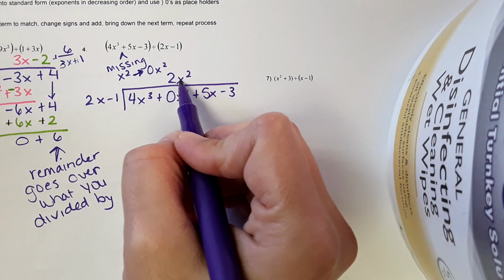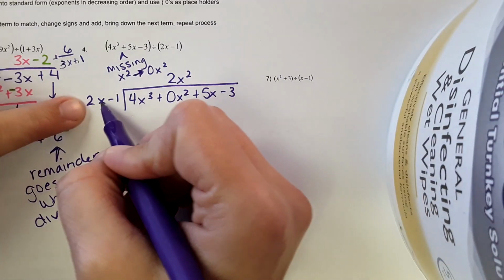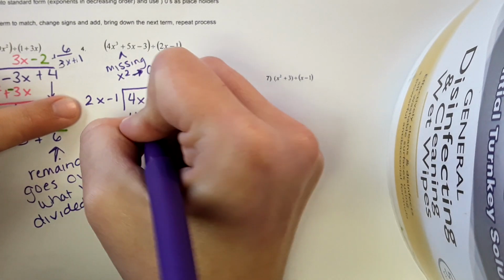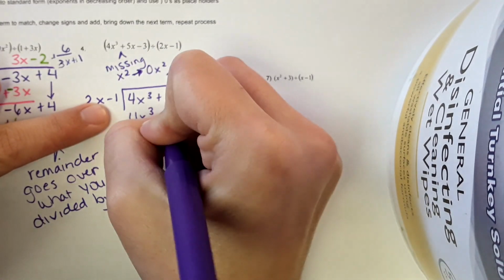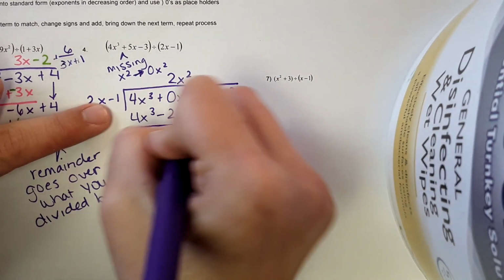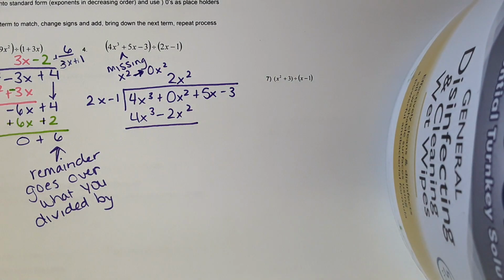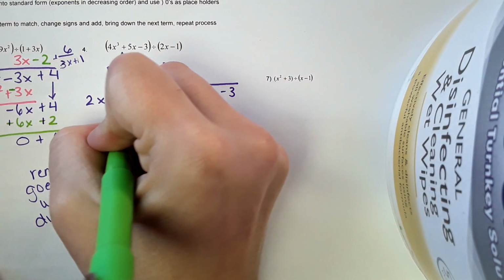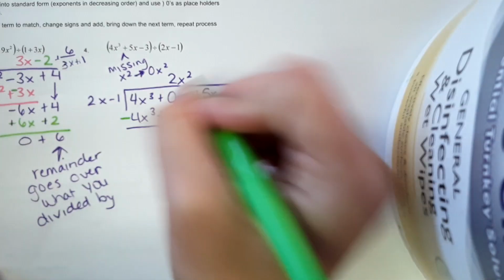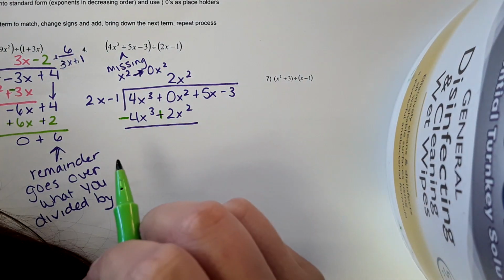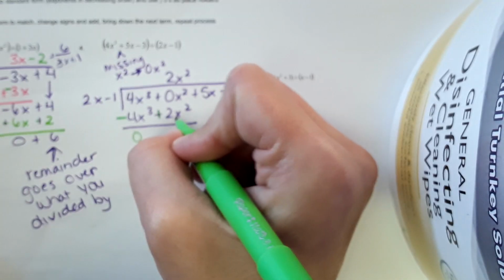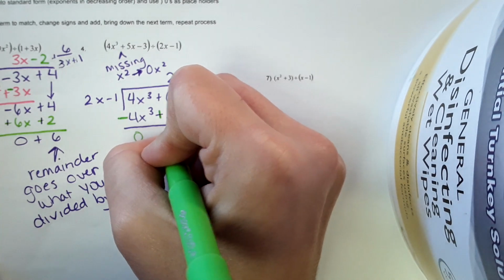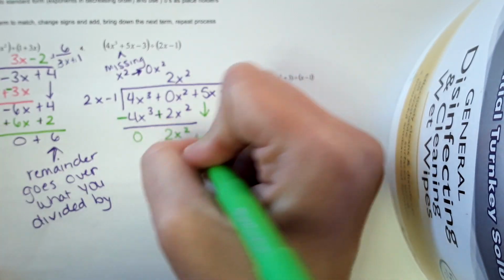Okay, so now I need to multiply this by these two terms. 2x squared times 2x would be 4x cubed. And then 2x squared times negative 1 would be negative 2x squared. I need to subtract, so I put a subtraction symbol here. This will turn to addition. Then this cancels, 0. 0x squared plus 2x squared is just 2x squared, and then bring down your next term.